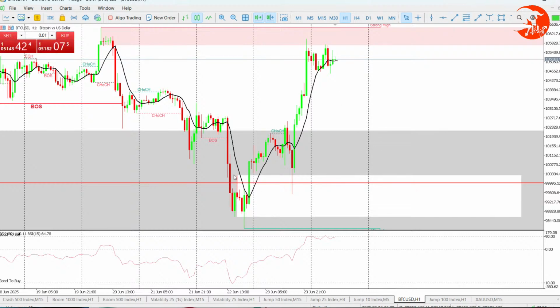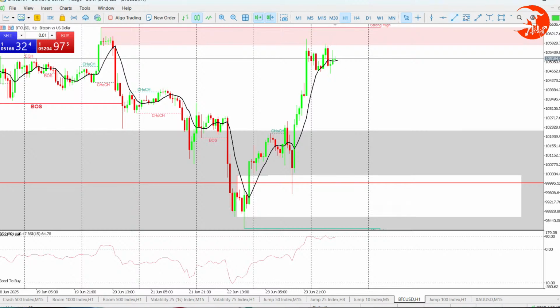Why? Because it had already given us here on H1 a change of character right there. So it went for that high. After giving us that high, it came and tested that level. This was supposed to be our perfect entry for the buys yesterday. So as we speak today, price went all the way back to that resistance level.